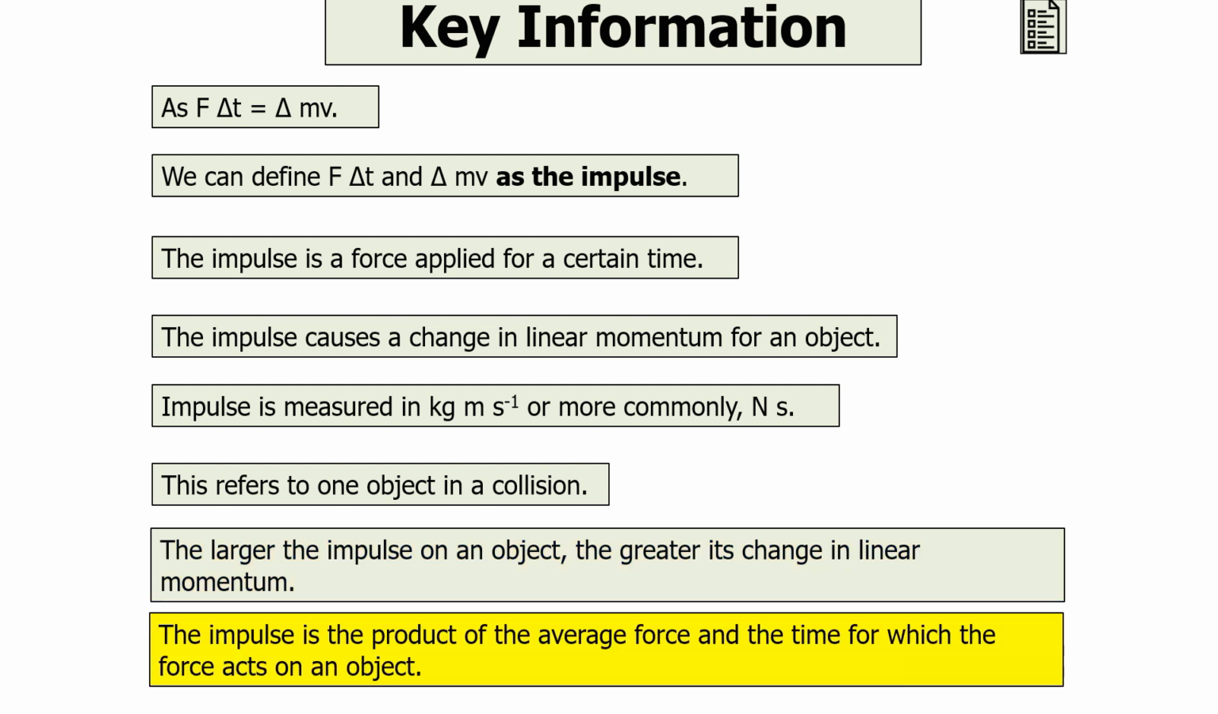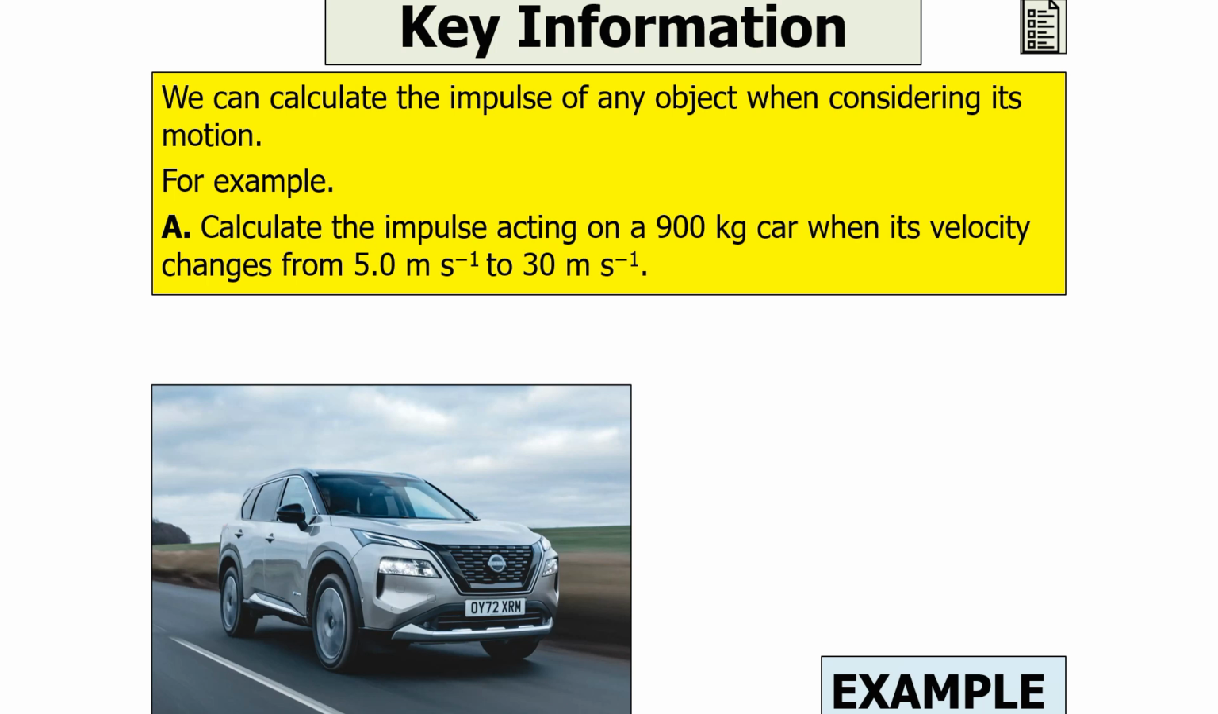So we can define the impulse to be the product of the average force and the time taken for which the force acts on the object. So for example, we can calculate the impulse of any object when considering its motion.